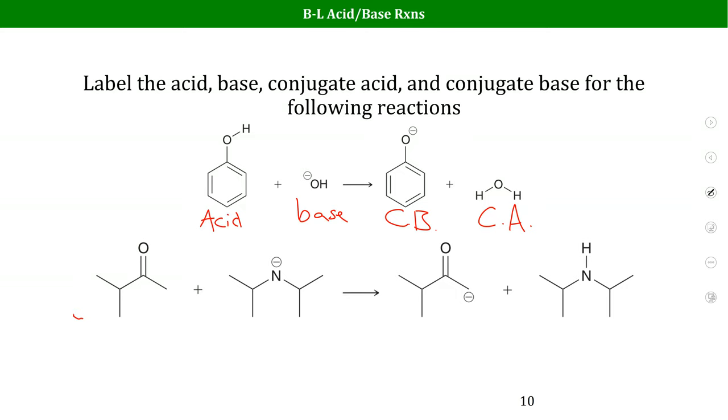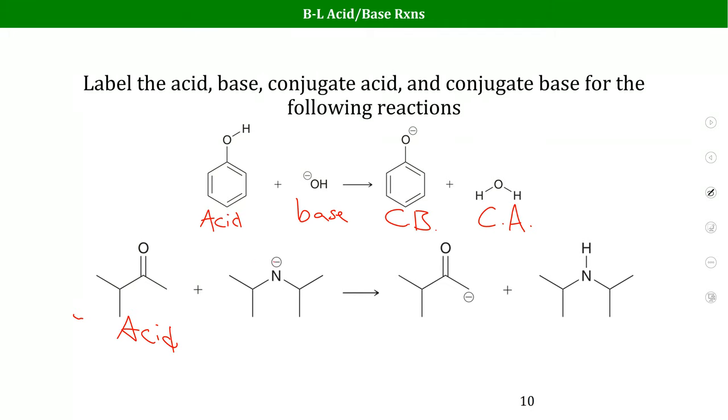But for now, we can just look at it and say, well, before and after, we have a negative charge over on this carbon. We must have broken a hydrogen off of this carbon. So that makes the ketone here the acid, and this deprotonated nitrogen with the negative charge.